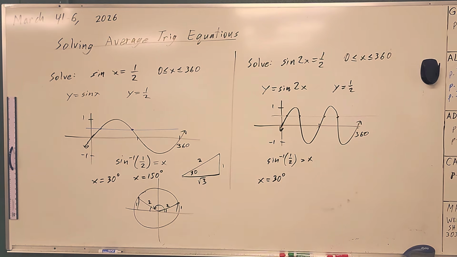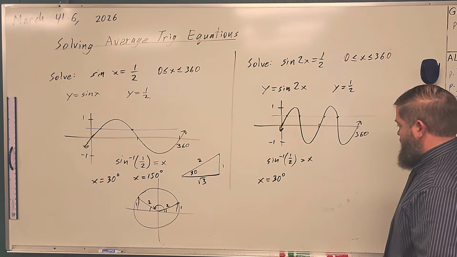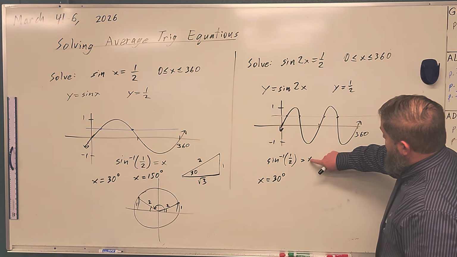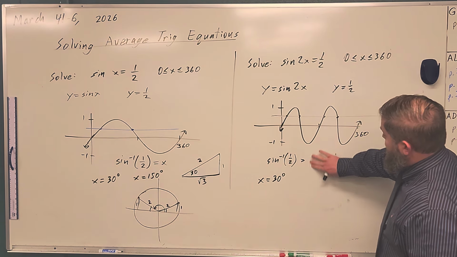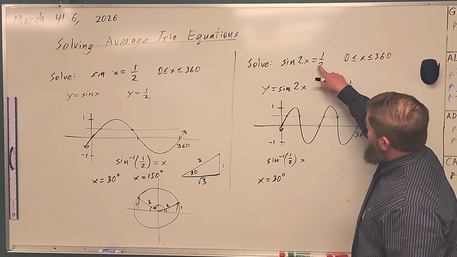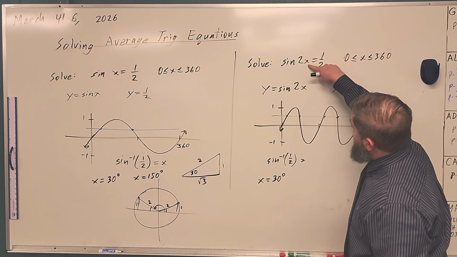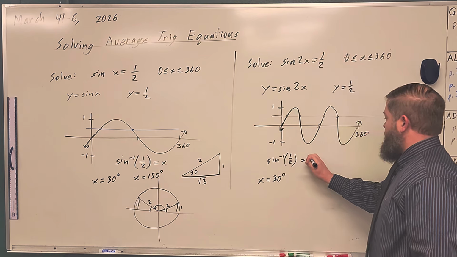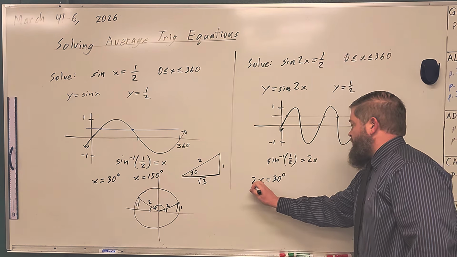Huh? Is it 15? It is. Yeah. Oh, sorry. I forgot. This is incorrect. When I do sine inverse of a half, I should be getting 2x, right? So 2x is 30.